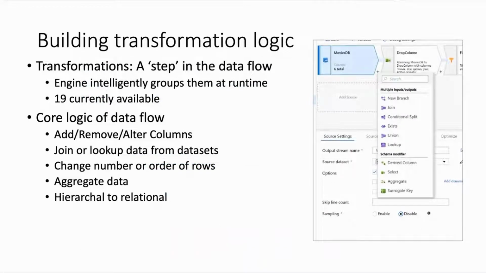You can build all your transformation logic. Currently 19 transformations are available, and we keep adding, as we add connectors, more transformation logic as and when we hear requirements from you. With the core logic of data flow, you can add, remove, and alter columns, do joins, do lookups from data sets, and change the number or order of rows, which is very useful in reporting. You can aggregate data and output the aggregated data into final tables. There is also hierarchical to relational conversion of data sets.